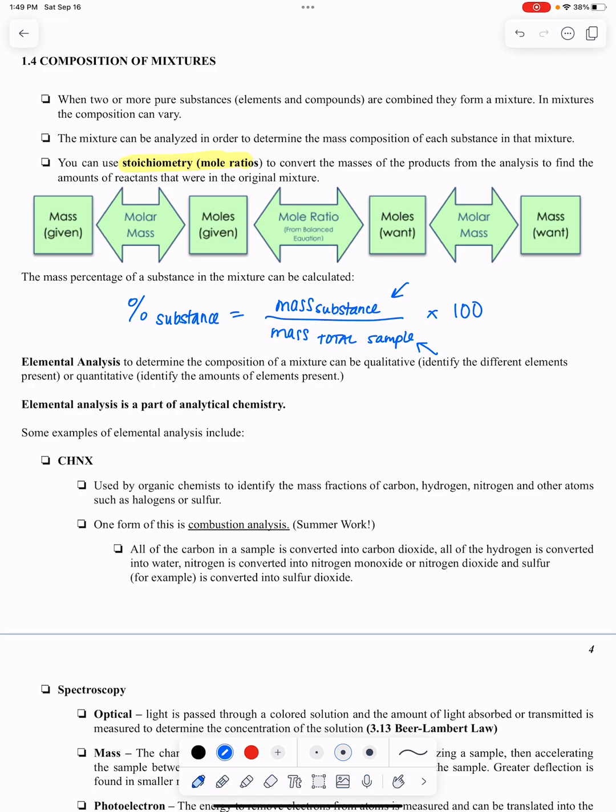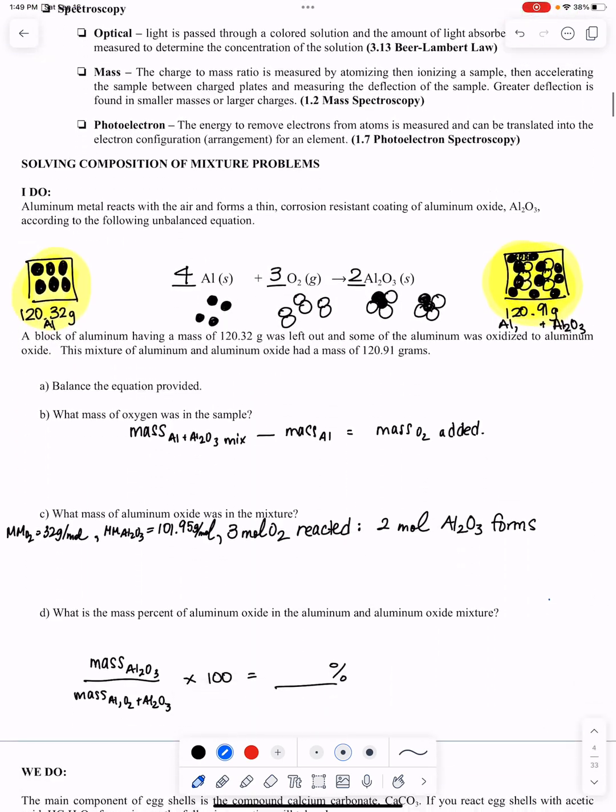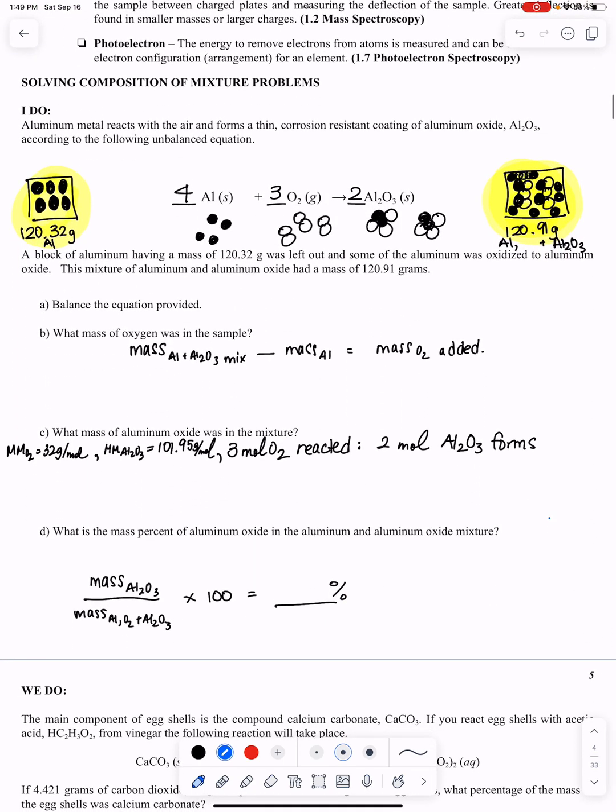The big thing here though is usually the way that we get our mass of our substance is by doing some form of stoichiometry. So in class we had this problem. We had aluminum metal, it reacted with air, and it formed a thin corrosion-resistant coating of aluminum oxide, according to this following equation. We ended up balancing it in class, so I skipped that here. For every 4 moles of aluminum, I have 3 moles of oxygen, and I get 2 moles of aluminum oxide. And I drew some pictures here, so our balancing is good.